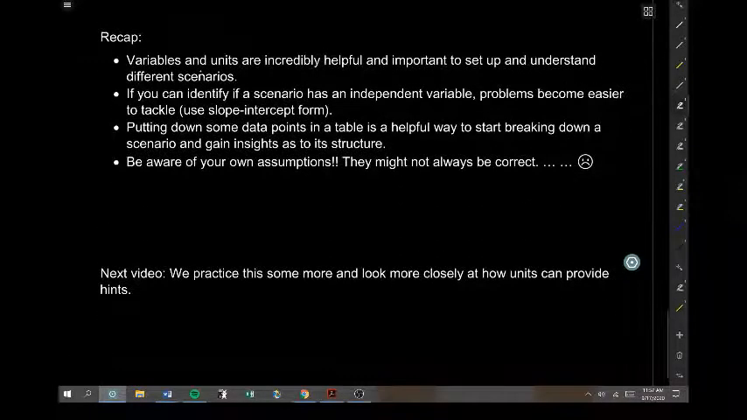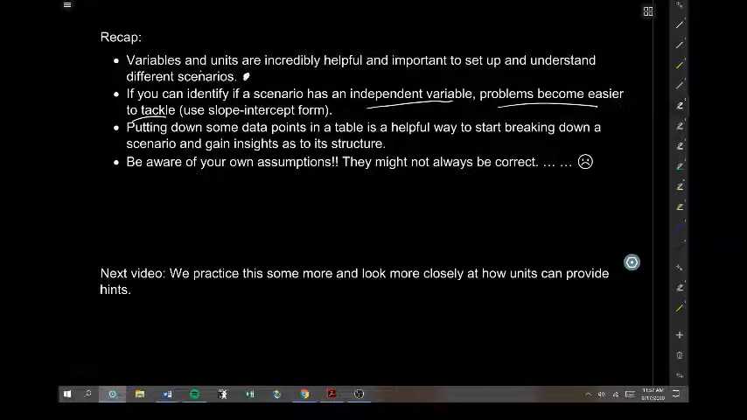Okay, to recap, variables and units are incredibly helpful and important to set up and understand different scenarios. If you can identify if a scenario has an independent variable, problems become easier to tackle. Independent variables mean you know you have slope-intercept form. Putting down data points in a table, super way to start breaking down a problem. If you're not sure what your equation is, what your graph is, you probably know a few points, like 5 cookies, or 8 and 2. And be aware of your own assumptions. They might not be correct, and they might change things.